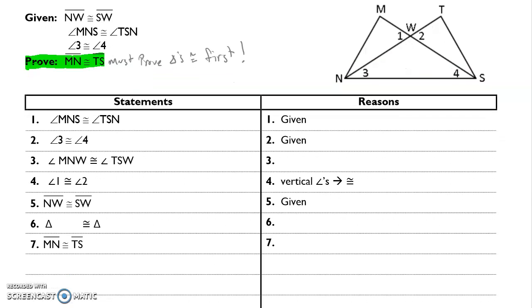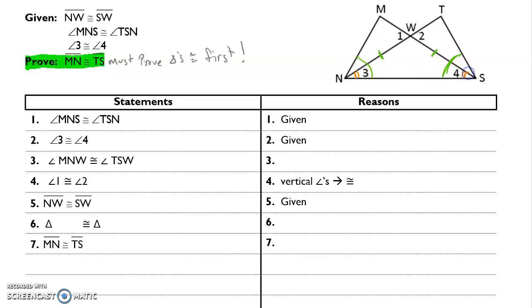So I've got this already started and kind of worked out. I've got my two givens, and I can start labeling my diagram that angle MNS is congruent to angle TSN. I have the given that segment NW is congruent to segment SW. That's the wrong segment, Mr. Zabo. This segment is congruent to this segment. And I have the statement that angle 3 is congruent to angle 4.